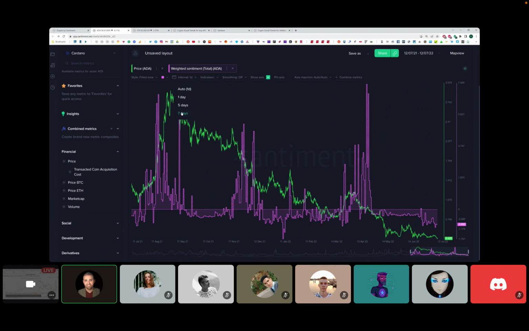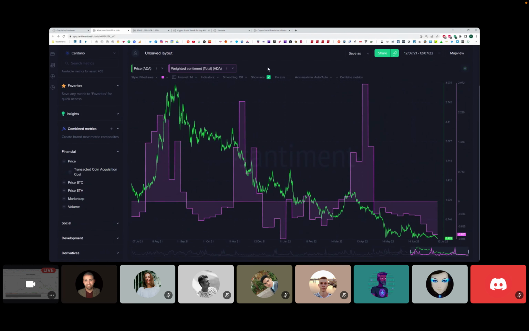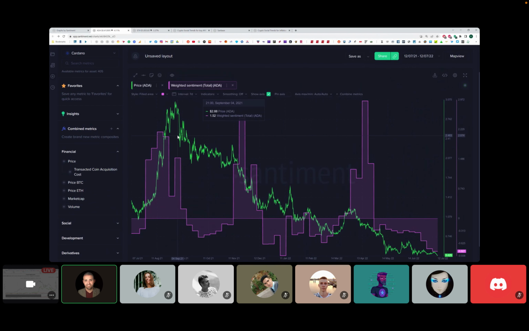Let me zoom this out to 7 days instead. So this gives more of a smoothed over appearance and gives us an idea of when Cardano is being talked about a lot, as you would expect when prices are absolutely skyrocketing as they were in August 2021, and when it's not being discussed at all, when it's just slowly sliding down in price.